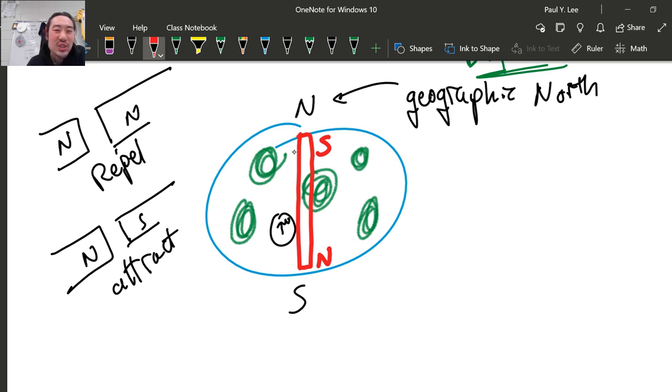So the compass is attracted to the South Pole of the magnet, which is at the geographic north. Isn't that crazy? That's bizarre, right? And the reason is because the north side of the compass must attract to the south side of the magnet over there. All right, that's where I leave you off.